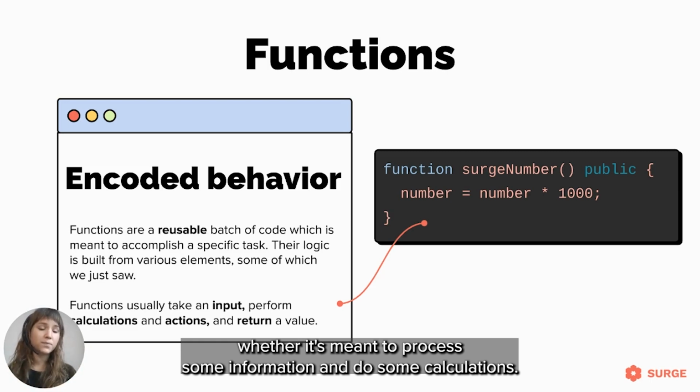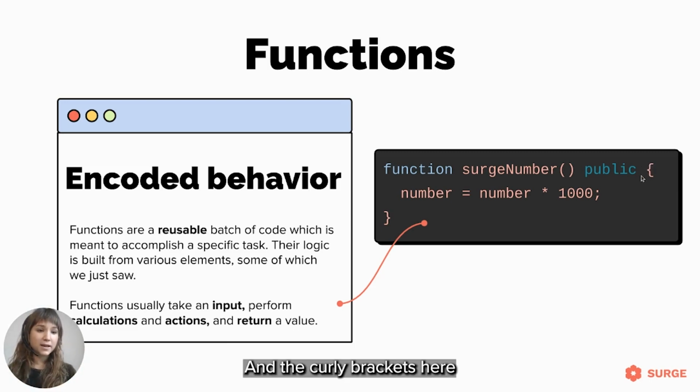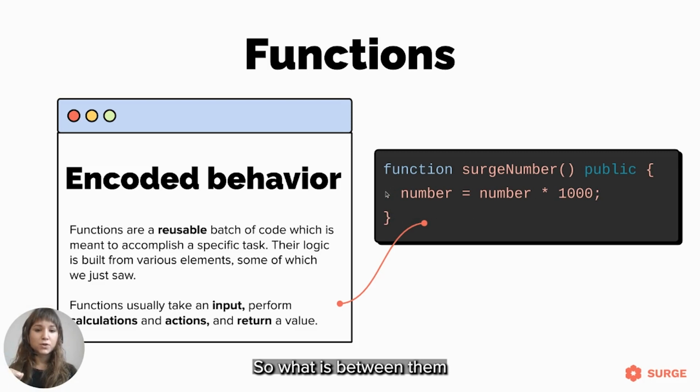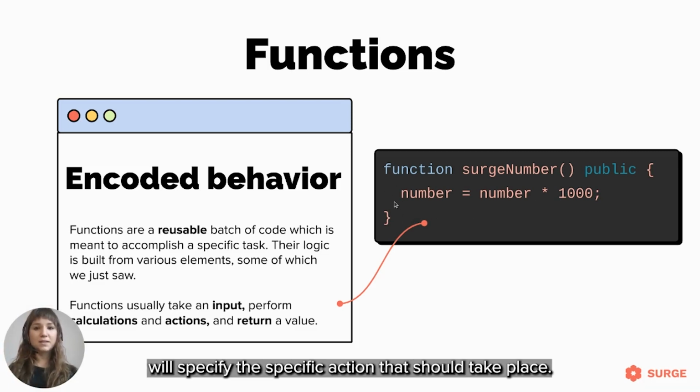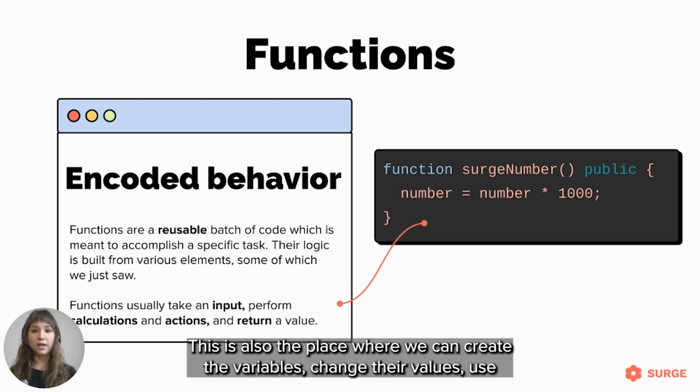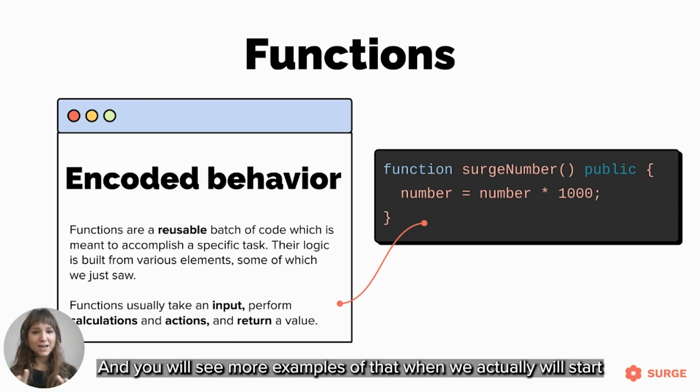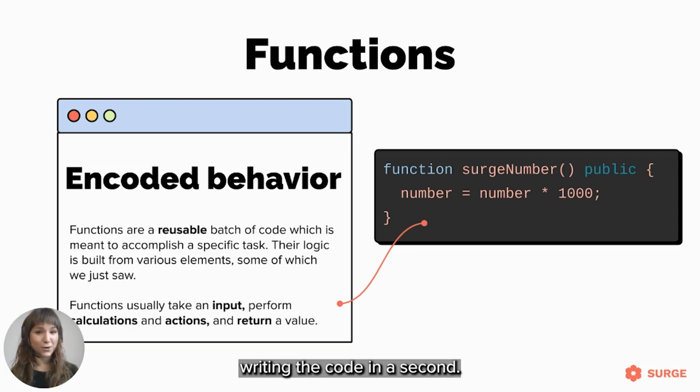And the curly brackets here that you can see at the beginning and at the end contain the logic. So what is between them will specify the specific action that should take place. This is also the place where we can create the variables, change their values, use the if statements to make the decisions, and also then return a specific value. And you will see more examples of that when we actually will start writing the code in a second.